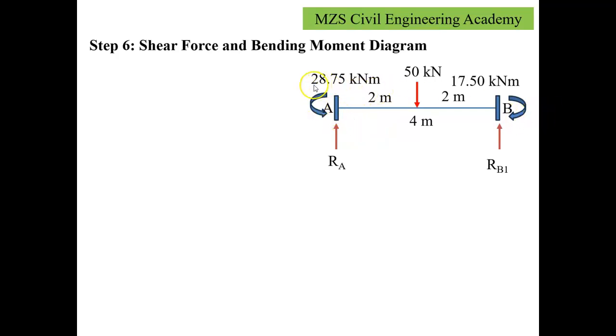One is MBA, which we have evaluated as 28.75. Then 17.50, this is MAB. MBA and MAB we have substituted here. Now the applied loading condition is 50 kilonewton at the mid span.